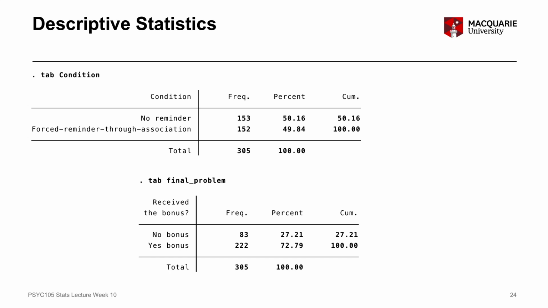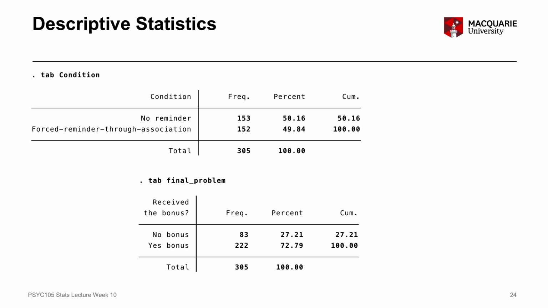So we've got 222 of the 305 people, which is 73% of our sample, who did get the bonus, whereas only 83 people, or 27%, who didn't get the bonus. So the majority of people could follow through with their intentions. The majority of people did remember to give the particular answer, the incorrect answer, and therefore received the bonus on this experiment.